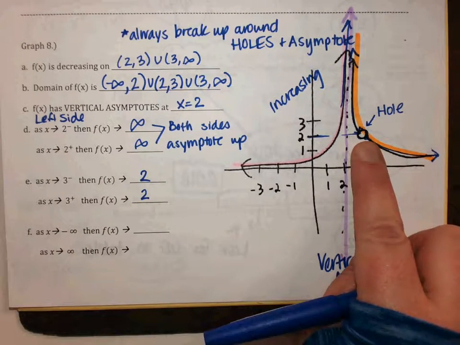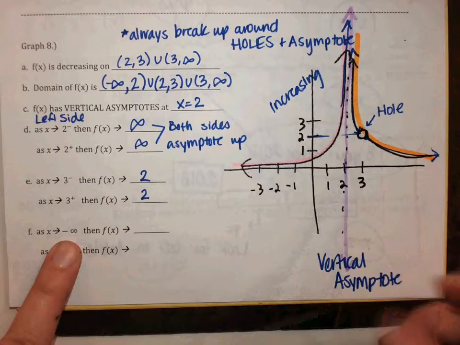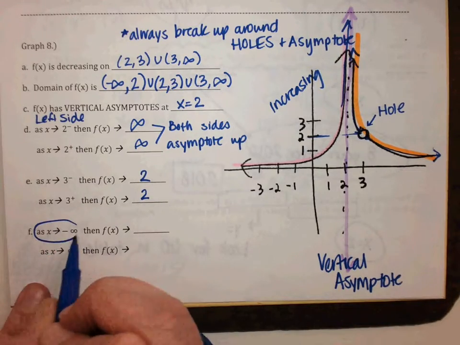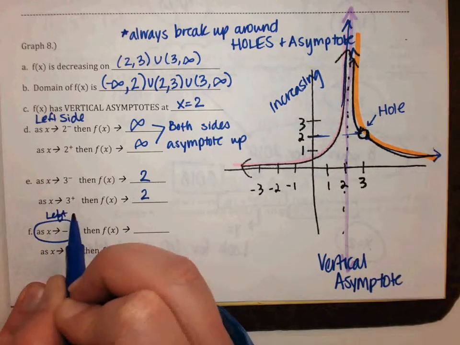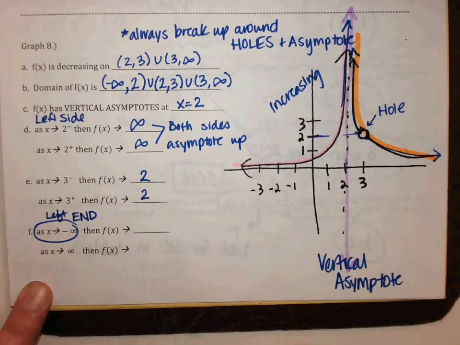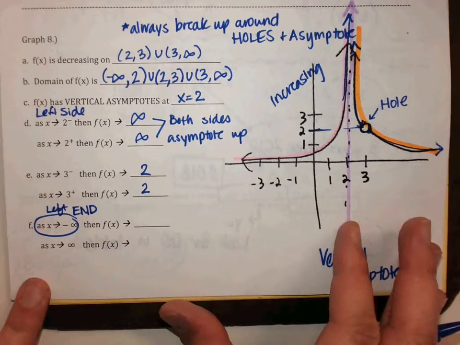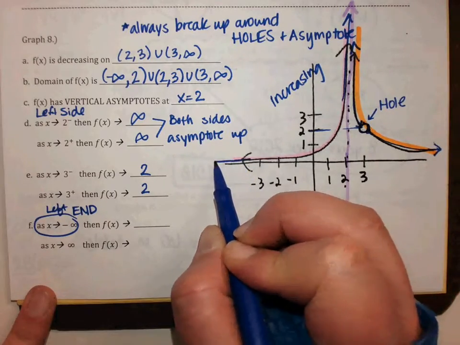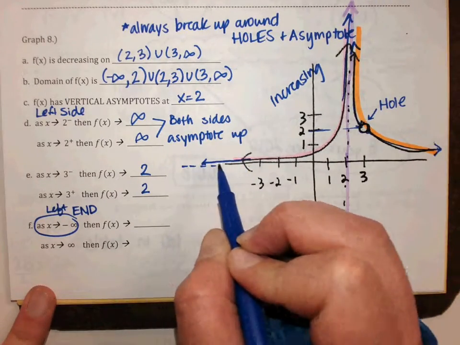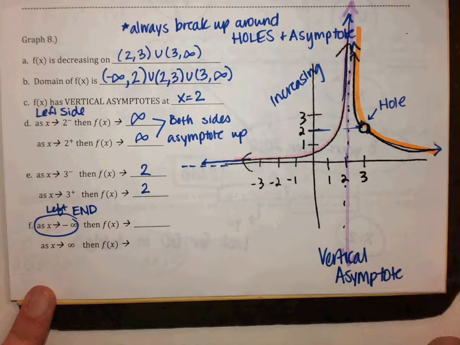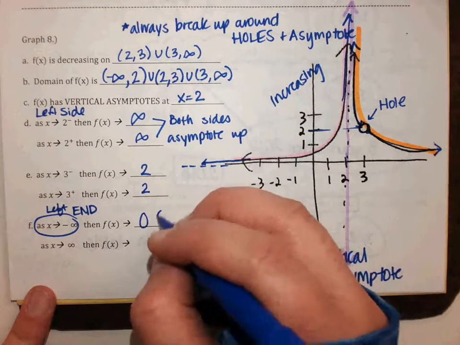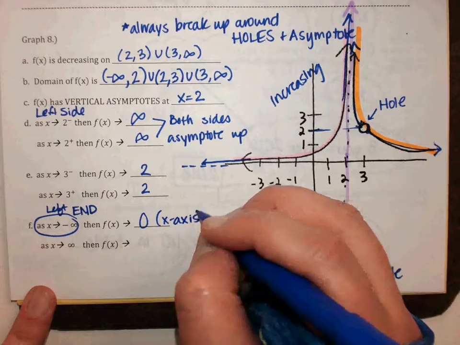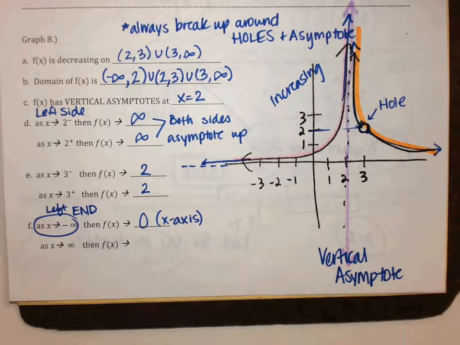Okay, then last one, x to negative infinity. What am I looking for in the graph? The left end. Very good. And remember, you're looking for what the y value is getting closer to. So as my graph continues out here forever and ever, what is it getting closer to? The y value is 0. Because remember, the x-axis is 0, right, for y values.